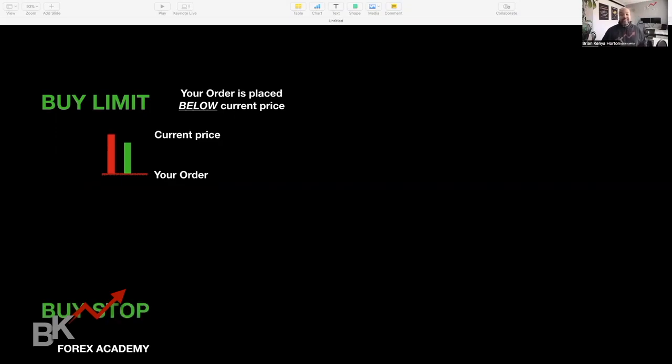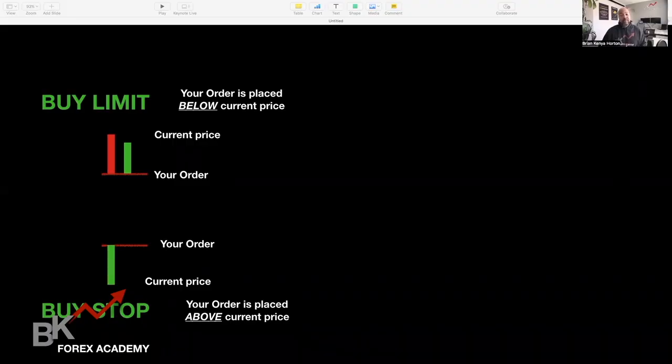Now let's look at buy stop. We still want a buy, so we want price to head up. Anytime you mention the word buy, we want price to go up. The difference between a buy limit and a buy stop is where you place your order. Here is my order, and here is current price. I want price to go up, touch my order, and once price goes up to my order, I want it to continue to go up. So there's a straight line. With the buy limit, I want price to come down to me, and then I want price to go up. With the buy stop, I want price to go up to my order and then continue to go up.